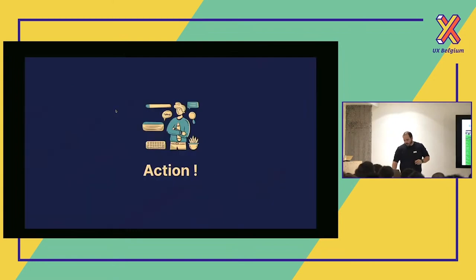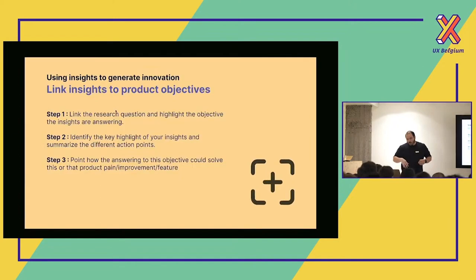So now, time for action. How do you actionate insight into innovation? First, link insight to product objectives. You don't want to push like 50 insights and say, okay, product manager, here is your job, and then just use them to make some innovation. The idea is really to answer a research question that has been defined in the first step of the research system. Then you can identify the key highlight, and you can, of course, point out how this insight will answer a pain point, a product improvement, or a product feature.